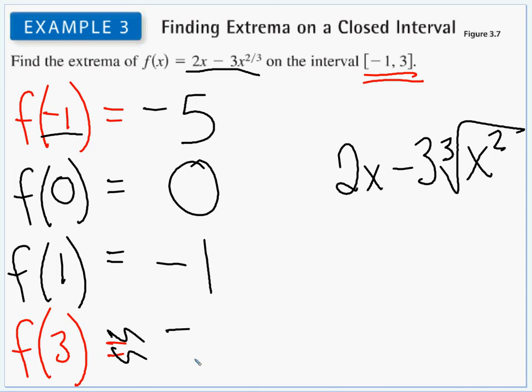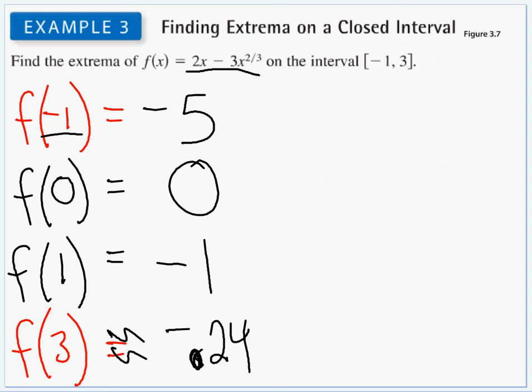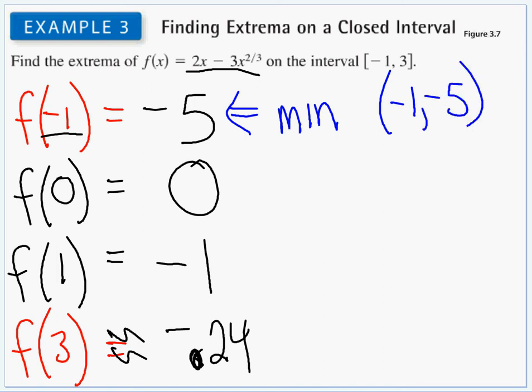As I scan those, bunch of negatives. The deepest negative is this one. So we have a minimum at -1, -5. Out of all of these, the biggest is 0 because everything else is negative. So we have a max at the origin. Okay. Let's see what that looks like as a graph.